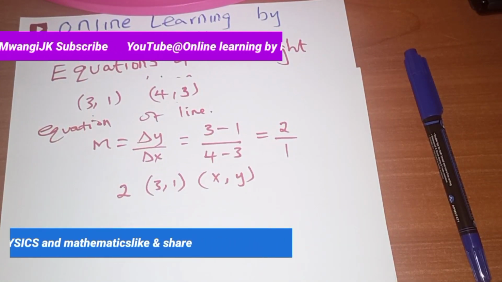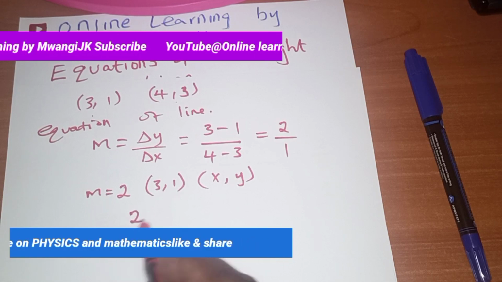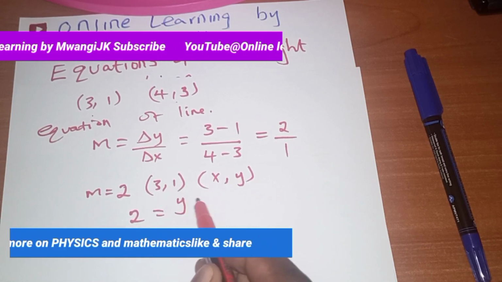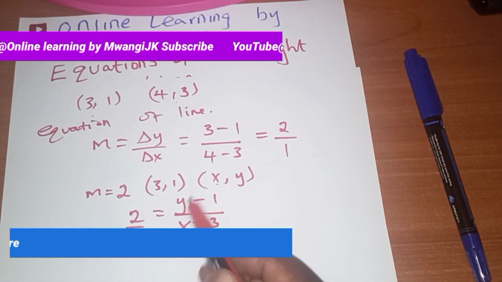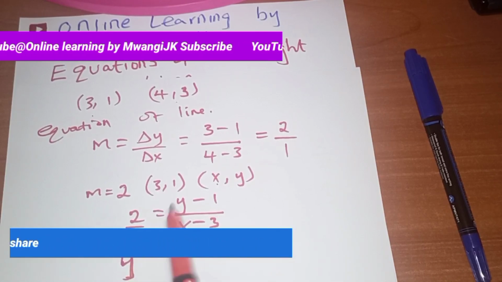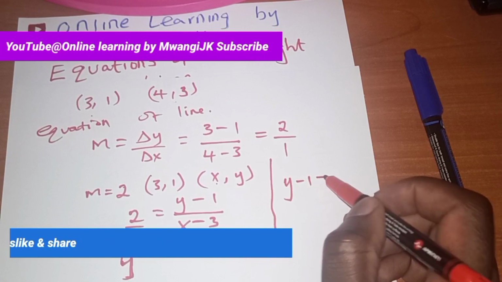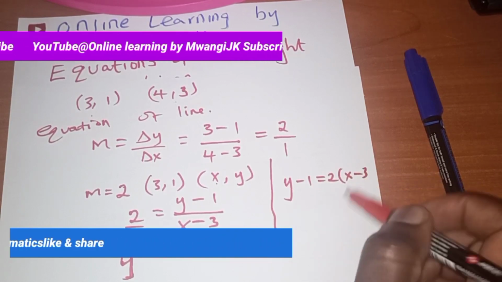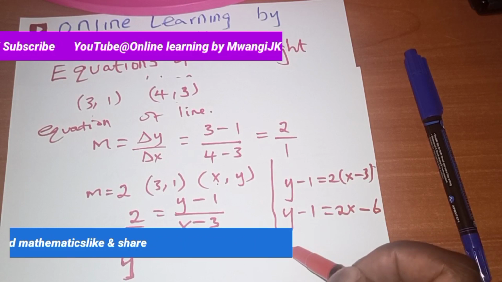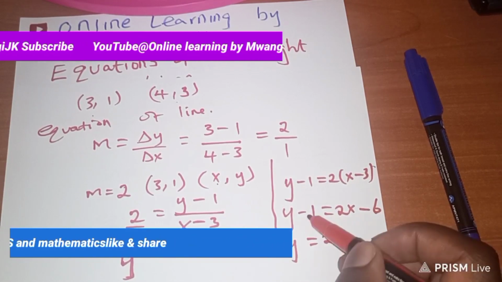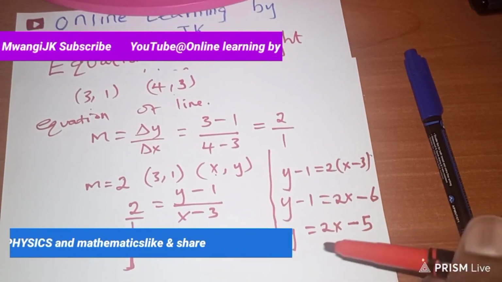I want to now find the equation of this line, and I'll say 2, the gradient, is equal to y minus 1 divided by x minus 3, and then I'll cross multiply, and I have y minus 1 is equal to 2 into x minus 3. So opening the bracket, I have y minus 1 is equal to 2x minus 6. Then this is y is equal to 2x minus 5. So minus 6 plus 1, you get minus 5.